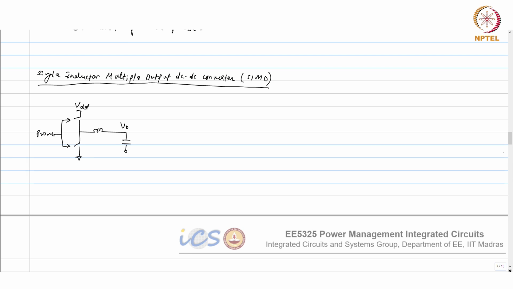So if I want to generate two outputs from here with a single inductor, what I can do is add a switch SP and call it S1, and S2. They are isolated outputs, so they should have their own capacitor and their own load. This is VO1, this is VO2.